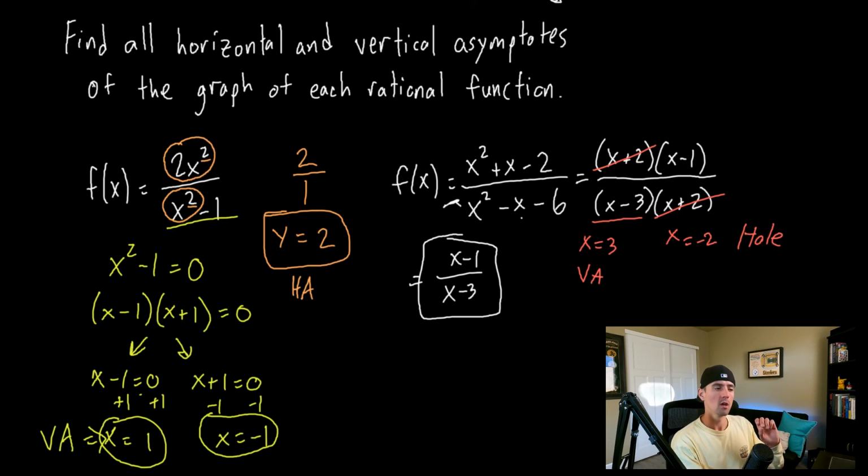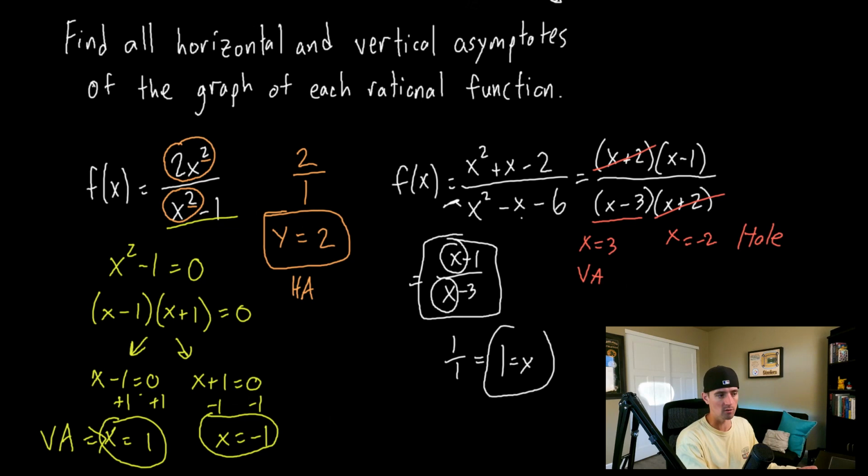So if we can find a horizontal asymptote in this function, the original should have that same horizontal asymptote, because it's going to be the same function except for one point. Thinking about the rules of horizontal asymptotes for this function, the highest power of x in the numerator is x, and the highest power of x in the denominator is x. Since the powers are equal, we take the coefficients, and we get 1 over 1, which simplifies down to 1. That tells us we have a horizontal asymptote at y equals 1.